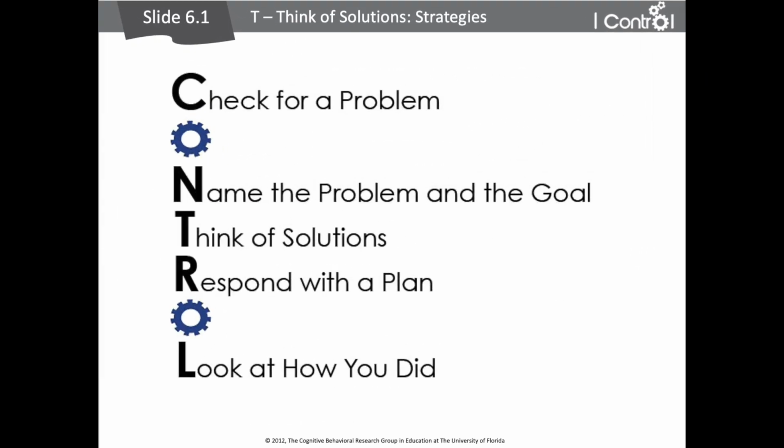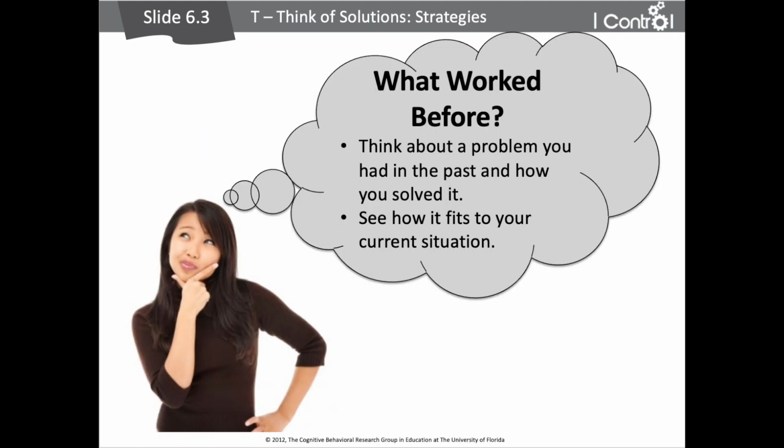In Lesson 6, you'll learn other strategies, besides brainstorming, to help you think of solutions. Brainstorming may not be the best way to solve every problem, even if you still reach out to a friend or an adult, so we will learn 2 other ways to come up with solutions to a problem. First, you can use the what worked before strategy to think of solutions. In this strategy, you think about a similar problem you had in the past and how you solved it. You think of a past solution and decide if it can fit your current situation.